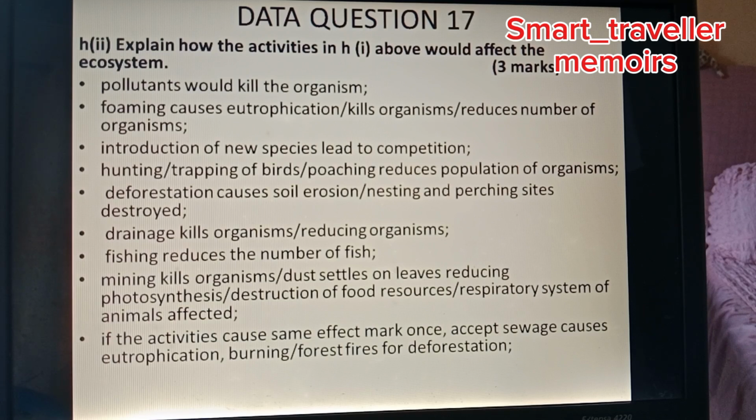If activities cause the same effect, mark once. Except sewage causes eutrophication. Burning, forest fires for deforestation, you accept.